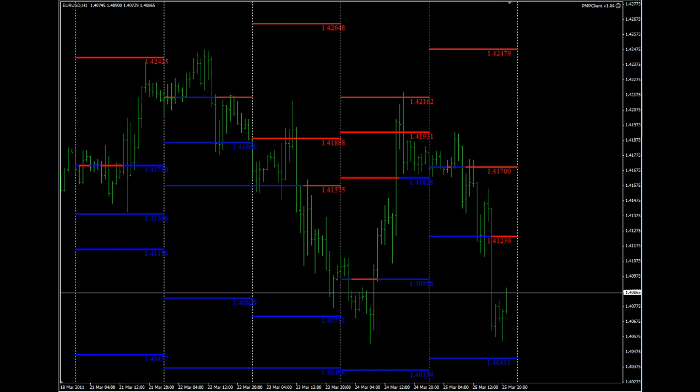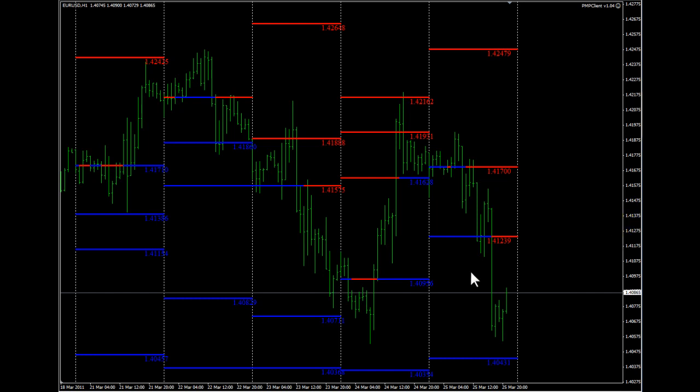Now, when I say Fibonacci levels, which levels am I talking about? What I'm going to talk about next are these Fibonacci levels, and I'm going to go through them briefly right now, but they're also covered in the ebook as I mentioned.